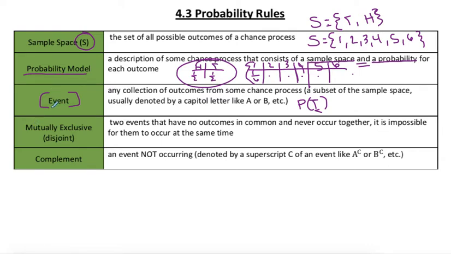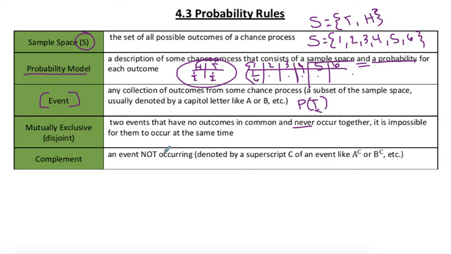When we look at something that's called mutually exclusive, this is something that debaters use frequently when they're saying these two events are mutually exclusive. Mutually exclusive means these two events have no outcomes in common and never occur together. It is impossible for them to occur at the same time. So that would be if I flip a coin, what's the probability of getting heads and tails? Well, that could never happen. So we would say those are mutually exclusive. You're either one or the other.